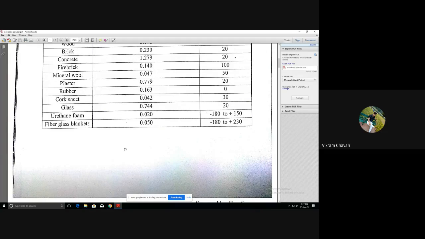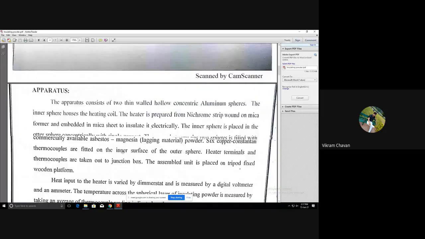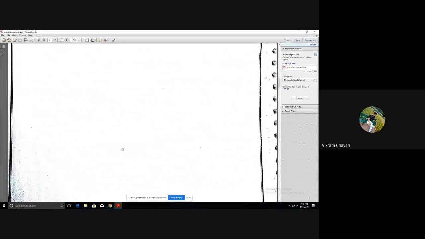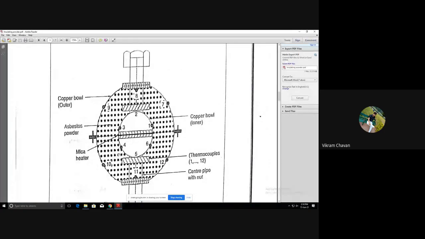Then in this particular experiment, we are performing the experiment on one of the powders, that is nothing but asbestos powder, and we are trying to determine the thermal conductivity of that powder. So without wasting too much time, I will jump directly to the basic figure of this experiment.